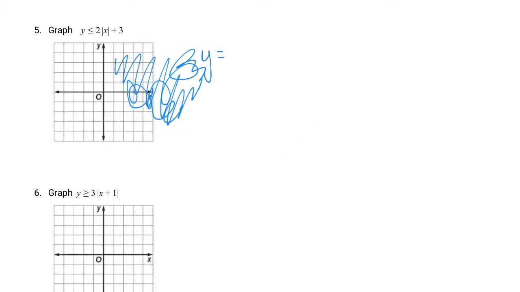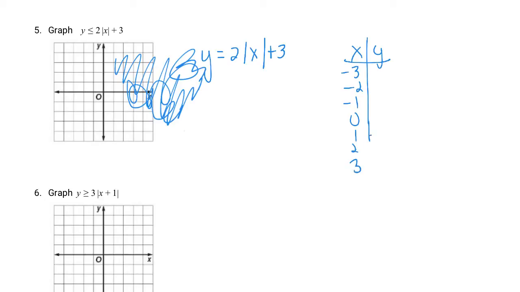All right, so we're going to rewrite it again. y equals 2 times the absolute value of x plus 3. We're going to plug some values in here. So if we've got -3, 2 times the absolute value of -3 plus 3. The absolute value of -3 is 3, so we take the absolute value away and just multiply. 6 plus 3 is 9.